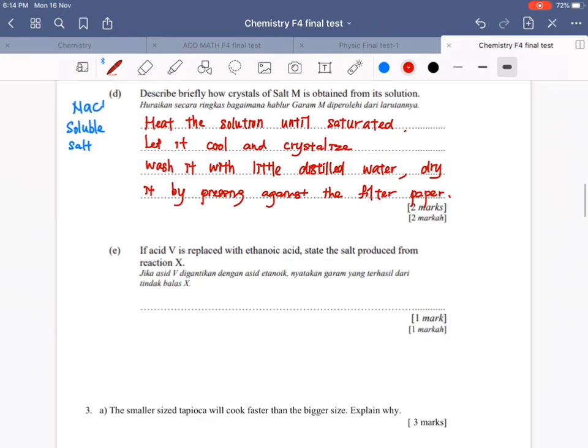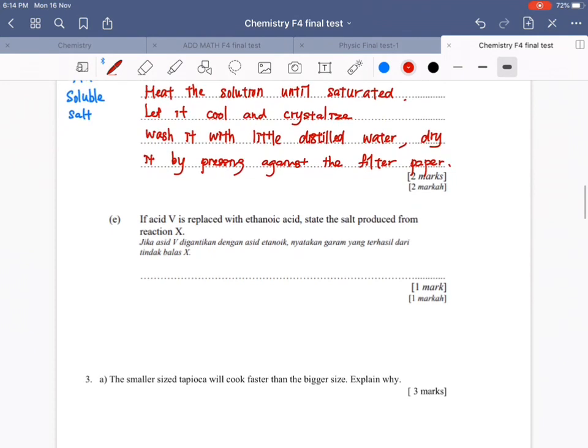Okay, E. If acid V is replaced with ethanoic acid, so acid V was supposed to be hydrochloric acid, but now we replace it with ethanoic acid. So for the salt produced, we name it sodium ethanoate.